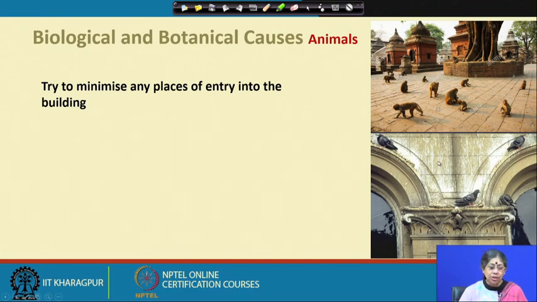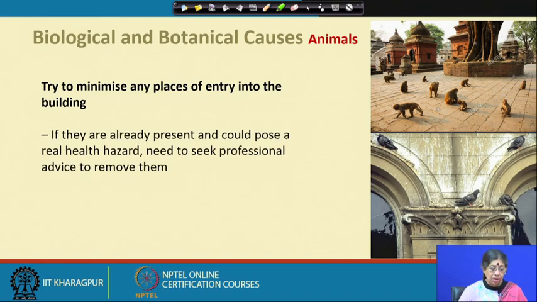So, we have to try to minimize any places for entry into the building. Sometimes netting and other measures are also taken. ASI has put netting in many places, so that the birds and animals cannot enter, though it also sometimes may interfere with the aesthetic attributes of the historic structure. So, as I said, there is a balance which has to be taken care of, so that this does not happen and does not go out of control.